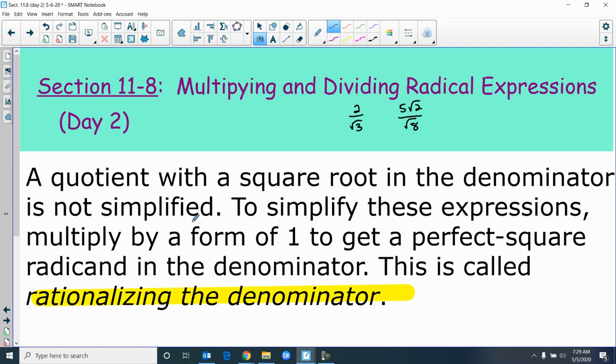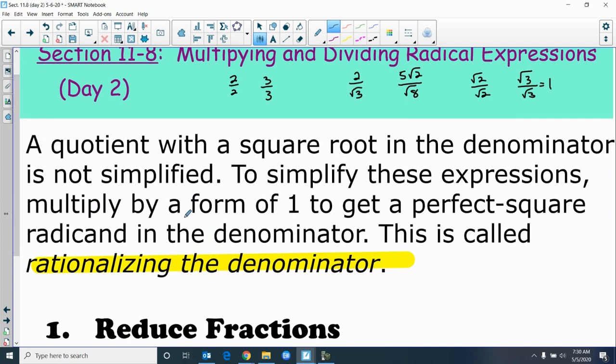To simplify these expressions, multiply by a form of 1. Well, a form of 1 would be like 2 over 2, 3 over 3, but what we're going to use is square root of 2 over square root of 2, square root of 3 over square root of 3. Okay, that still equals 1. So it doesn't change our value, but it's going to do what we needed to do. We're going to do this to get a perfect square radicand in the denominator. This is what we call rationalizing the denominator. Sometimes I'll just say, okay, rationalize the denominator. Well, this is the process that we're going to use.